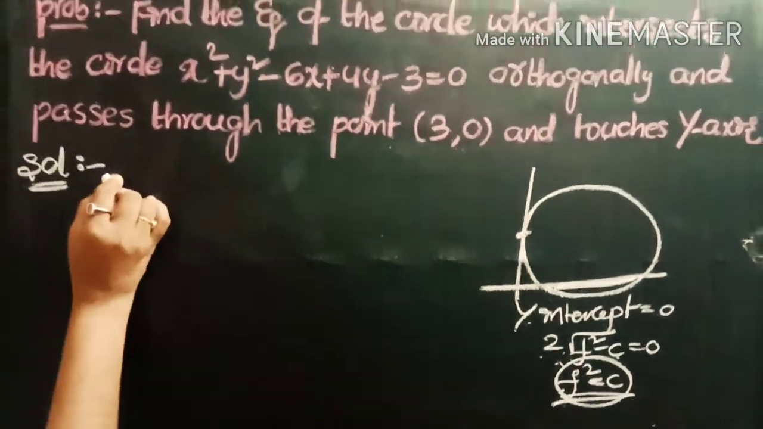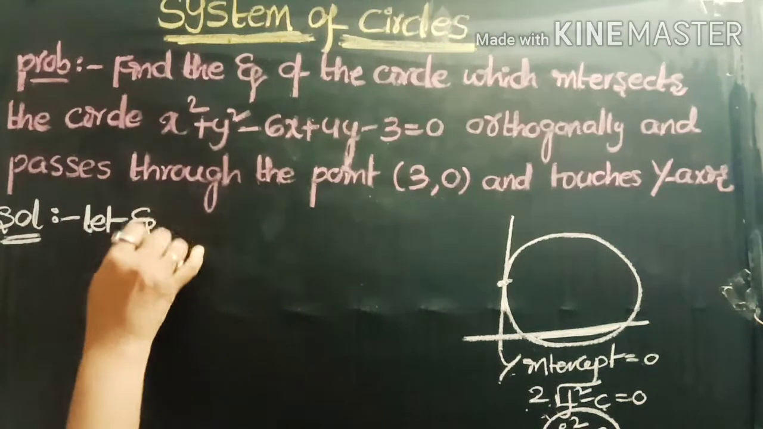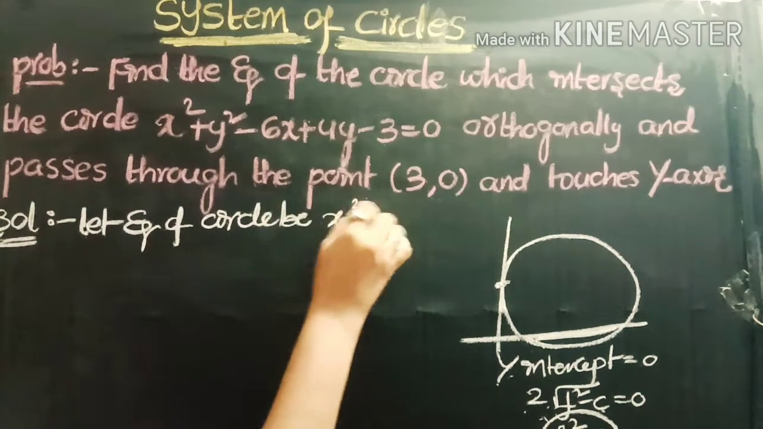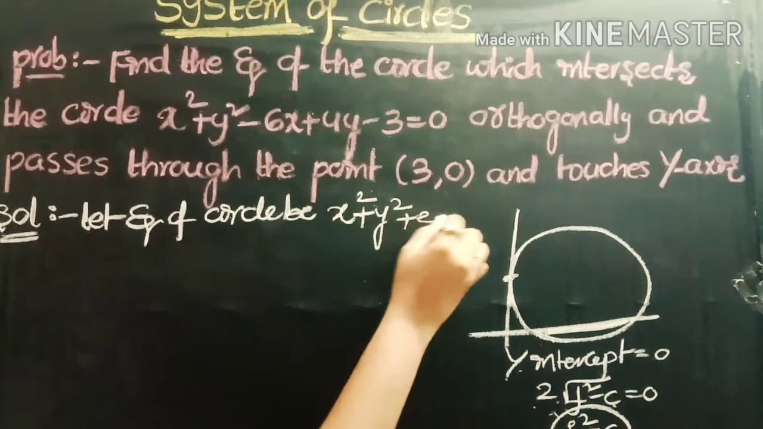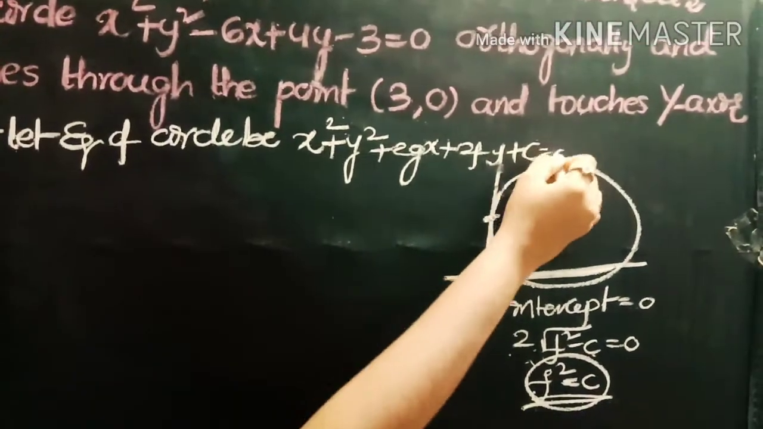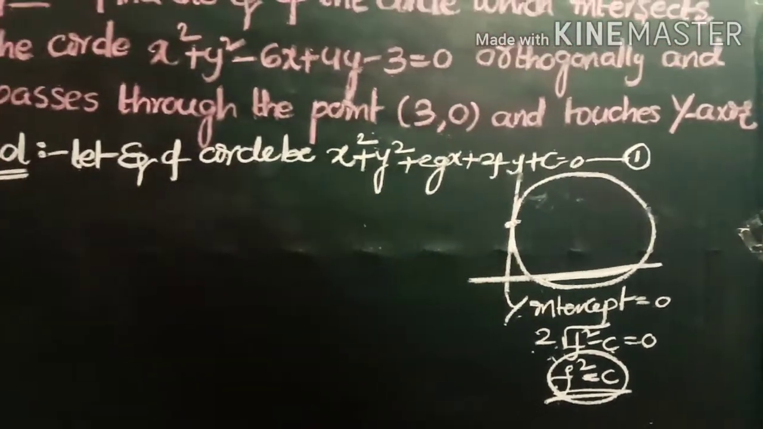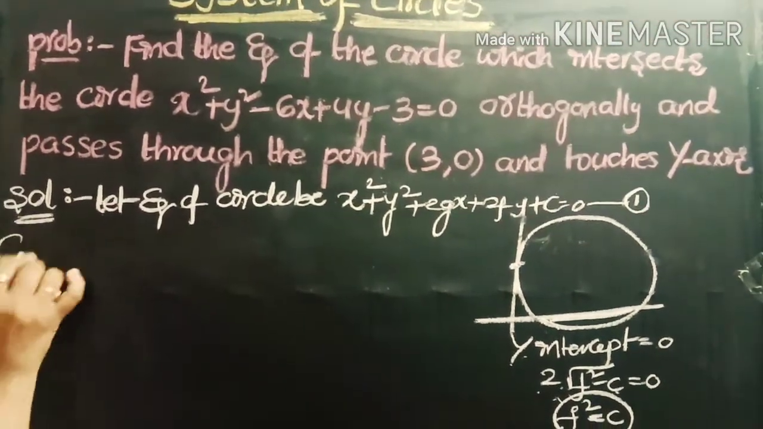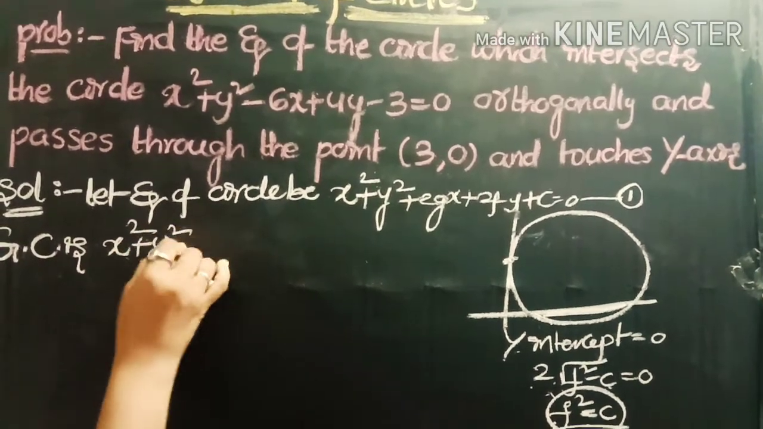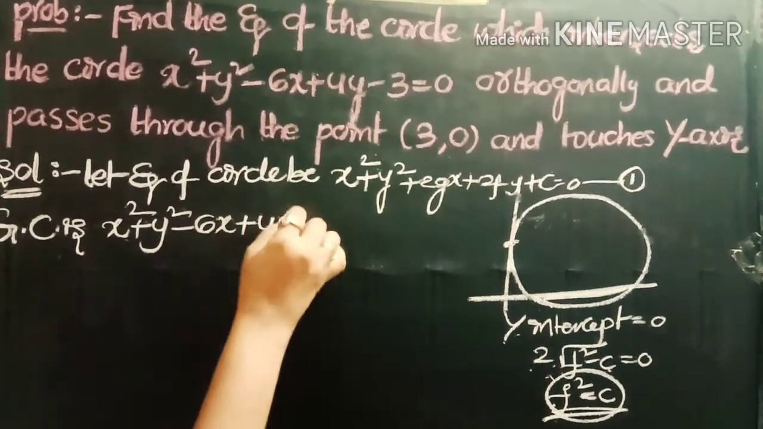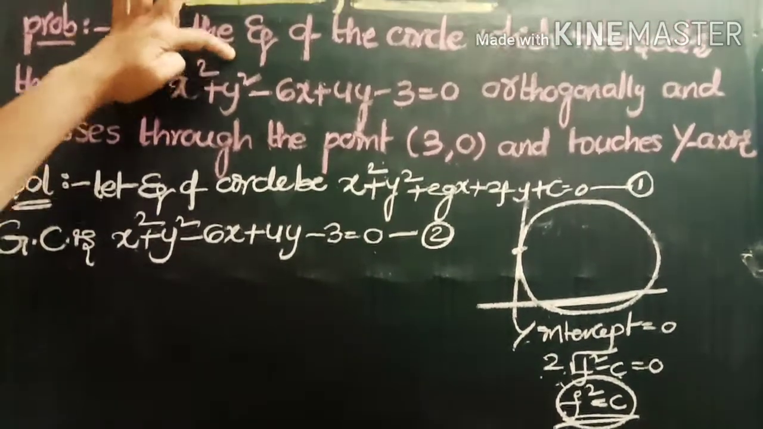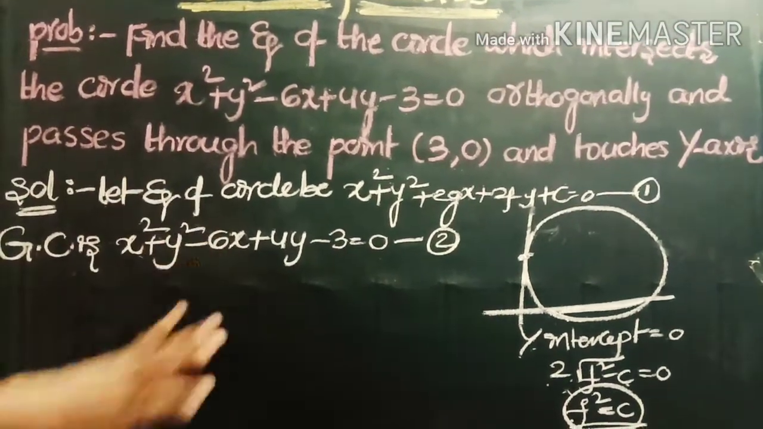Now coming to the solution, let the equation of the circle be x square plus y square plus 2gx plus 2fy plus c is equal to 0. This is equation 1. Next we write the given circle equation: x square plus y square minus 6x plus 4y minus 3 is equal to 0. This is equation 2. Now what is the first condition? The circle is orthogonal to the given circle, so we apply the orthogonal condition here.